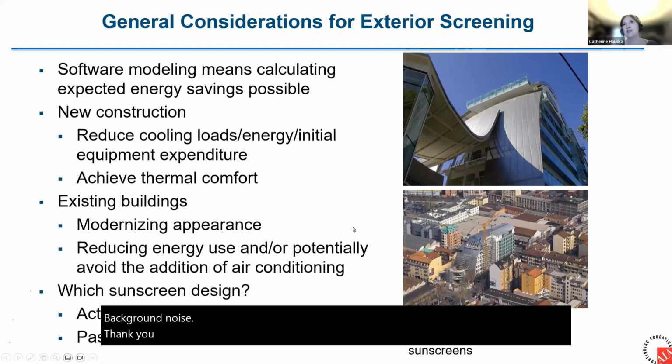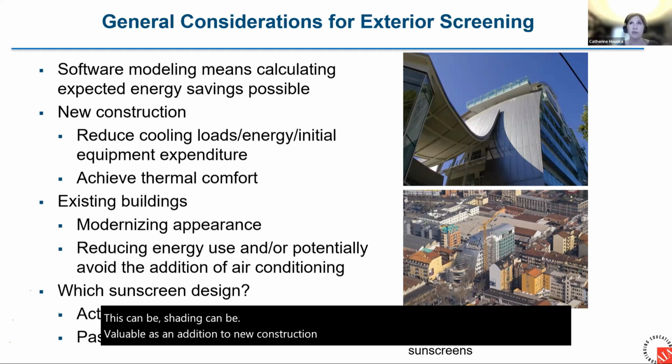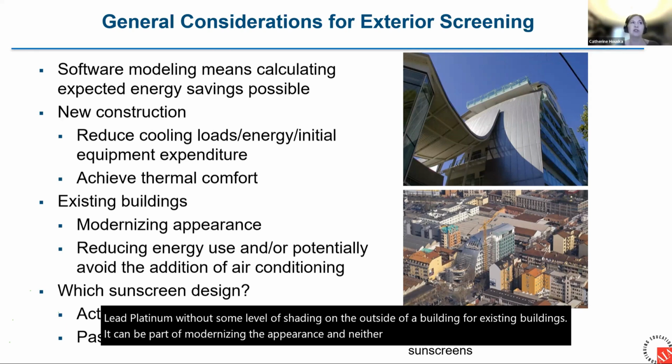So, some general considerations. Software modeling is available to help you calculate the expected energy savings. Shading can be valuable in addition to new construction. I think it would be rather difficult to reach USGBC LEED Platinum without some level of shading on the outside of a building. For existing buildings, it can be part of modernizing the appearance and either reducing energy use or potentially avoiding the use of air conditioning.